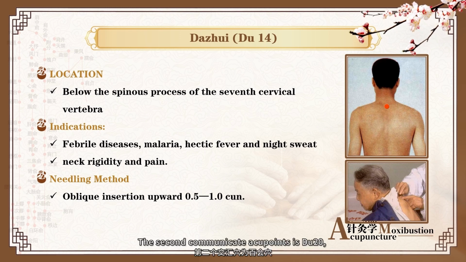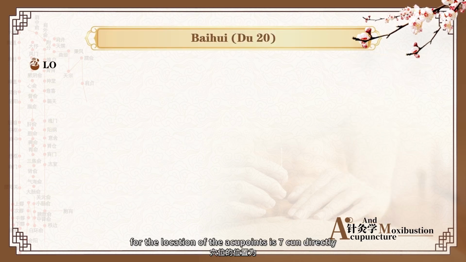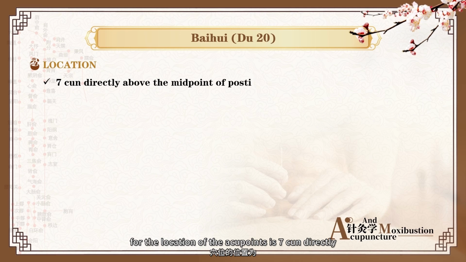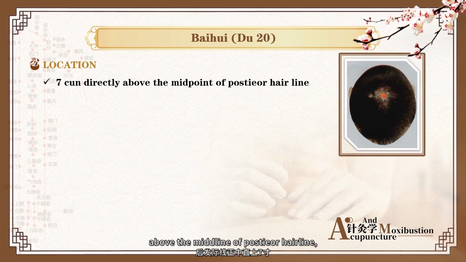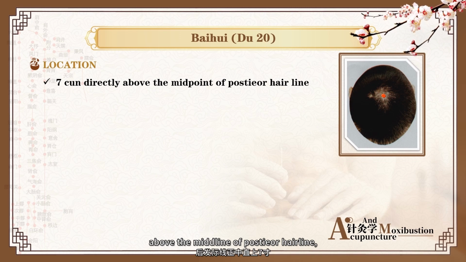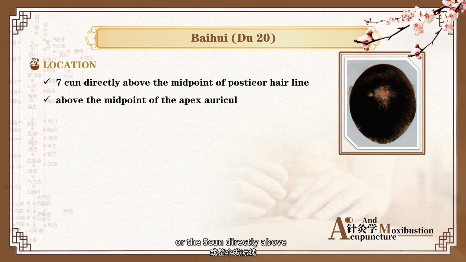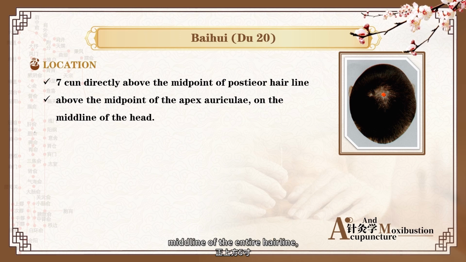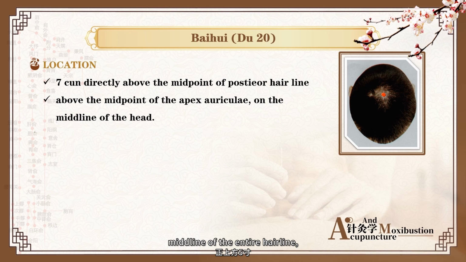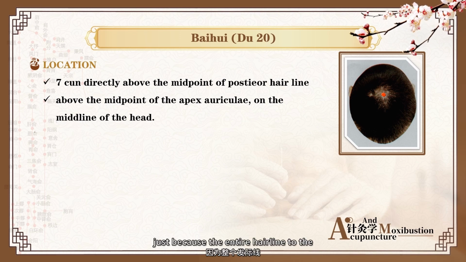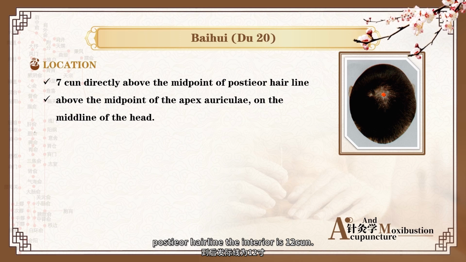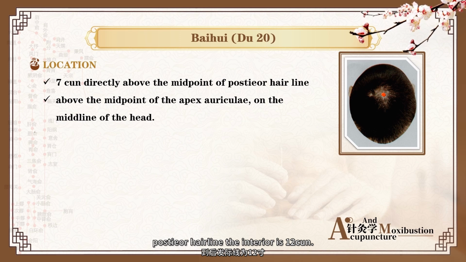The second commonly used point is Du20. The location of this point is 7 cun directly above the middle of the posterior hairline, or 5 cun directly above the middle of the anterior hairline, just because the distance from the anterior hairline to the posterior hairline is 12 cun.